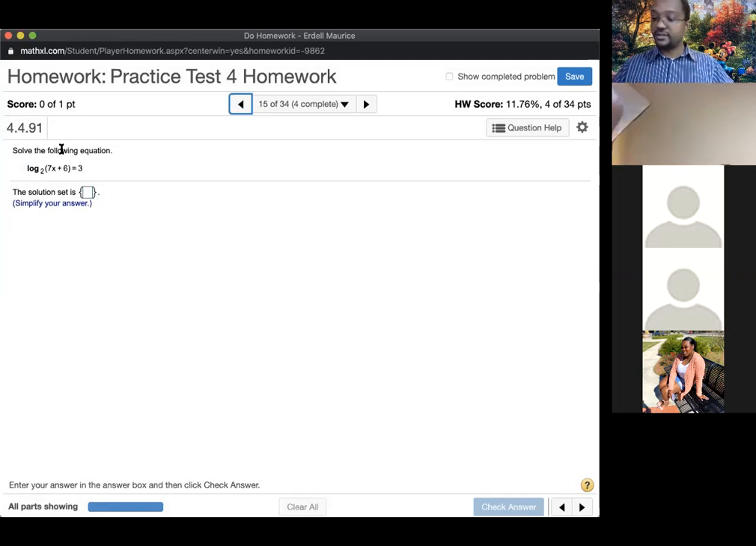Convert again. Drop the log, take the base over. 7x plus 6 is equal to 2 to the 3rd power. 2 to the 3rd power is 8. And then from here, it's algebra. Subtract 6 and then divide by 7.